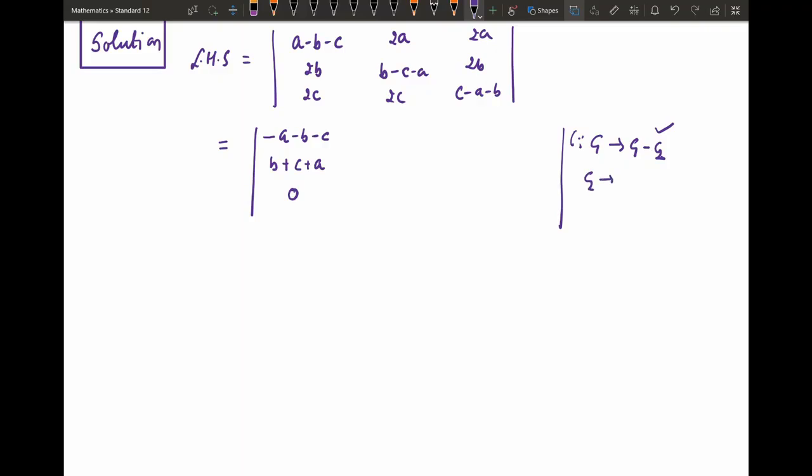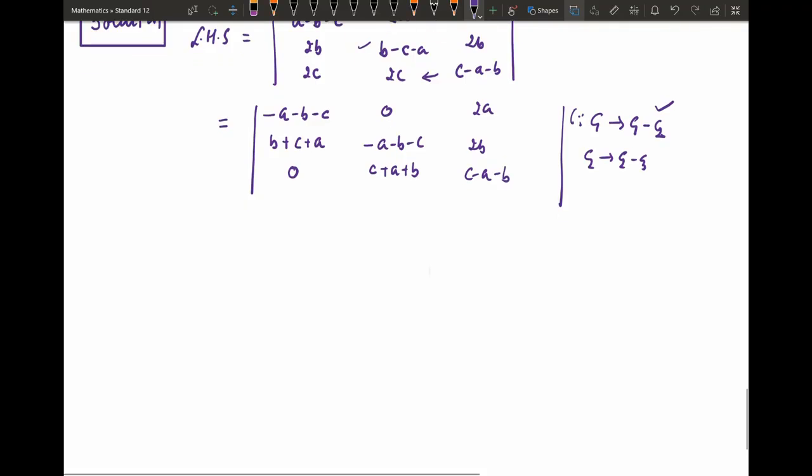After it, we perform C2 to C2 minus C3. Multiplied this by minus 1, add it here. 2a minus 2a, 0. B minus C minus A minus 2b. So minus A minus B minus C. And this multiplied by minus 1, add here. So 2C minus C, C, and again minus minus plus. So C plus A plus B. 2A, 2B, C minus A minus B.